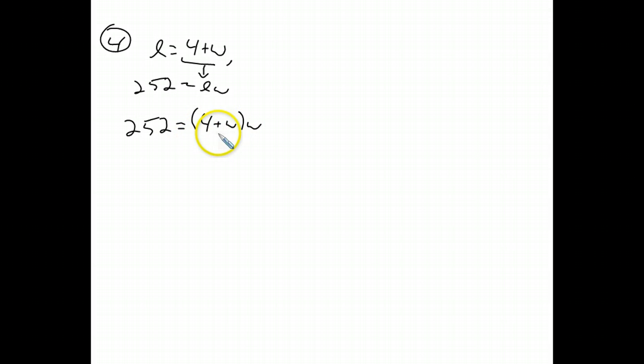So we're going to take w, multiply it by everything in the parentheses, going to distribute it. So 252 equals 4w plus w squared. Again, you're going to want to equal 0, so subtract 252 from both sides, so 0, and I'm going to go ahead and order these from greatest to least, plus 4w minus 252.